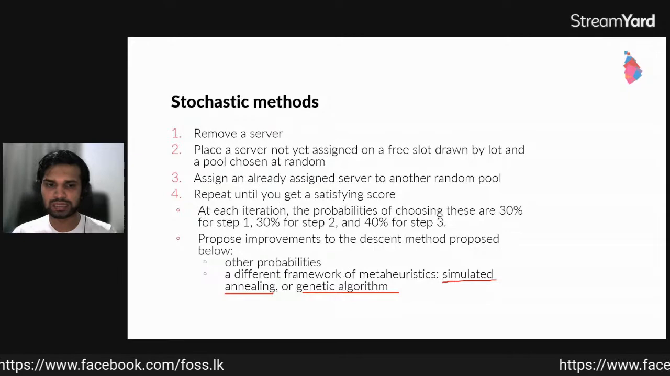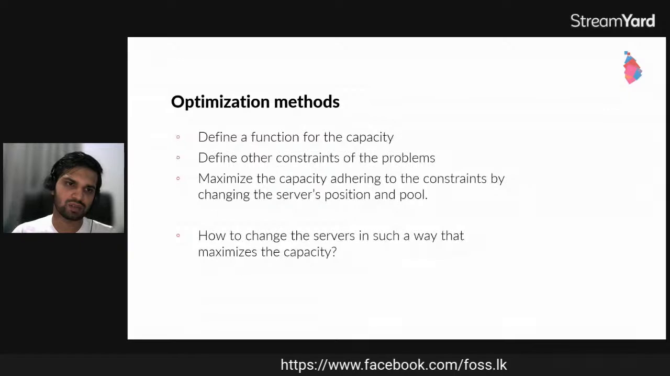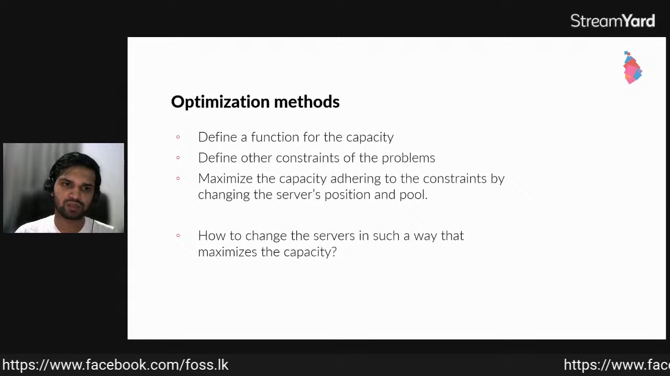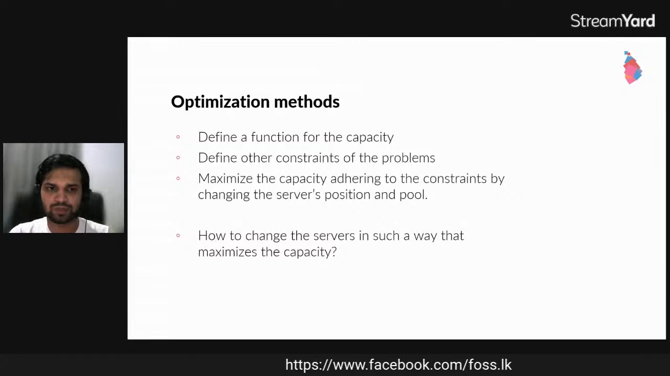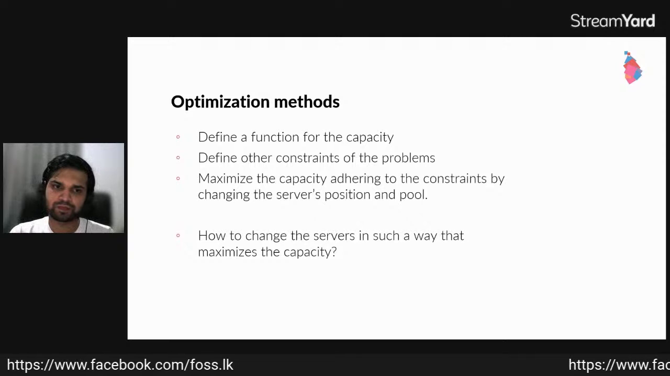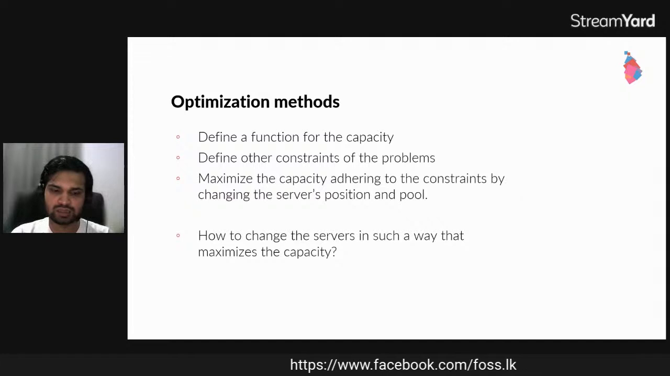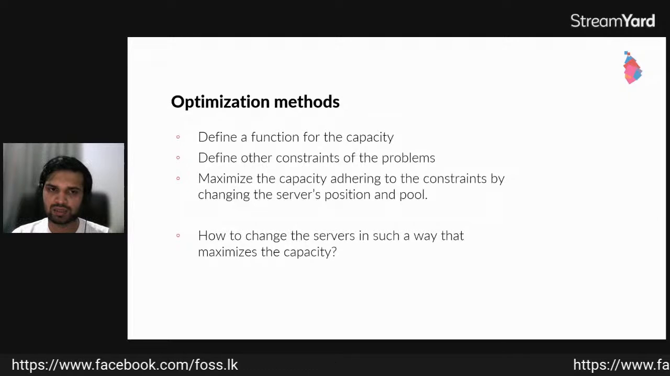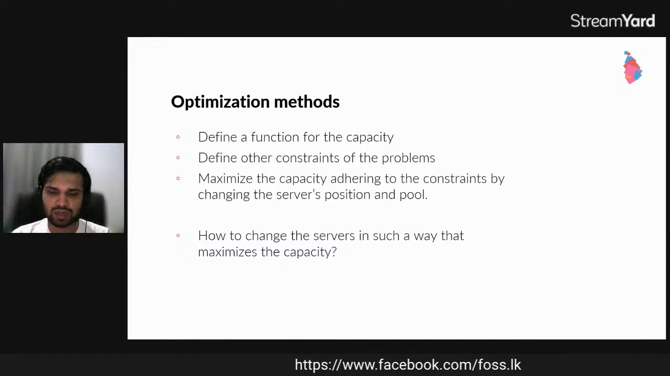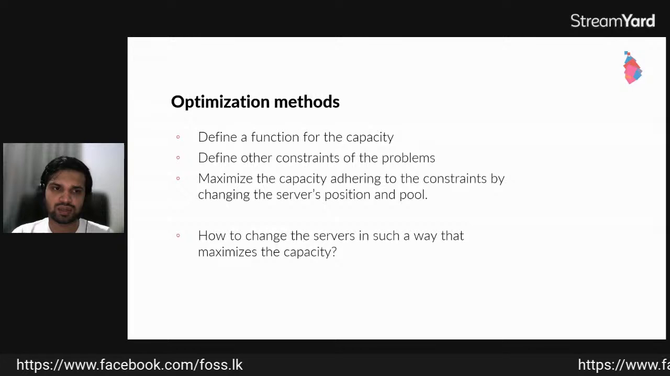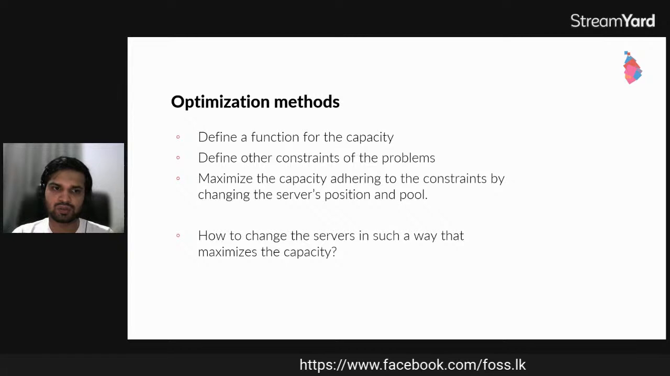So the other thing is the optimization method. In this method, what you do is you define a function for your capacity, and define the constraints related to this problem. So you know that you cannot exceed the row of a data center. You cannot place these servers in the unavailable slots. So those are the constraints in the problem. So you define these constraints and you define a function and you maximize the capacity using an optimization algorithm.